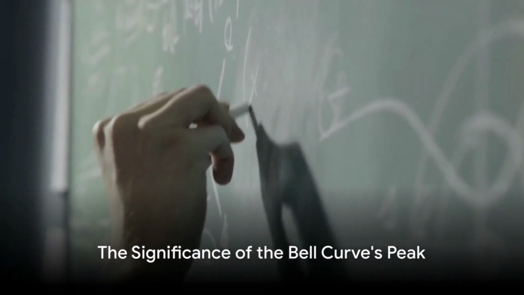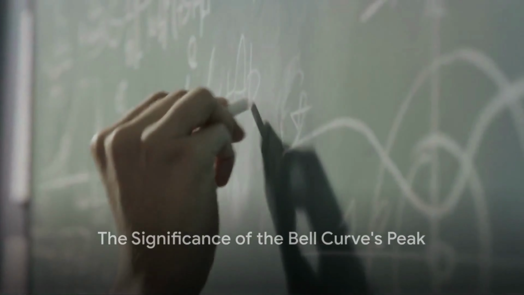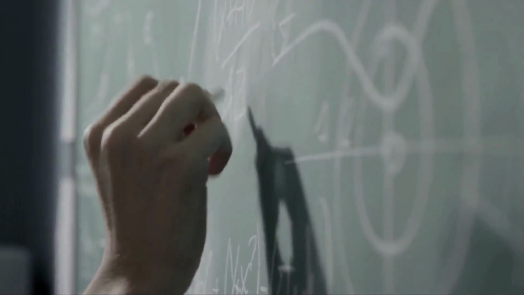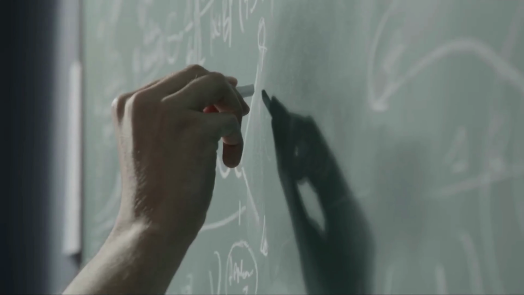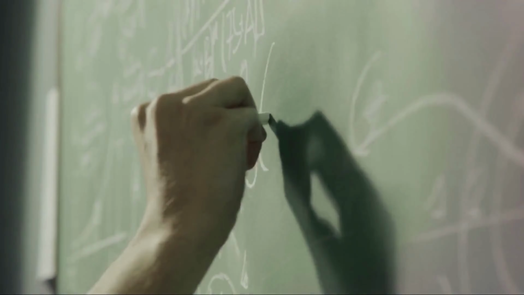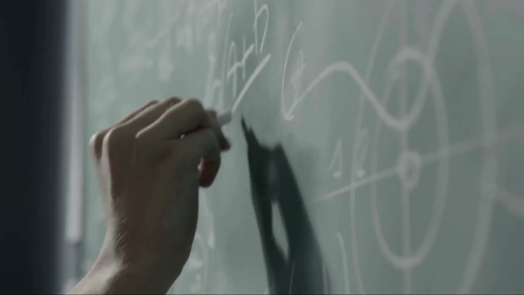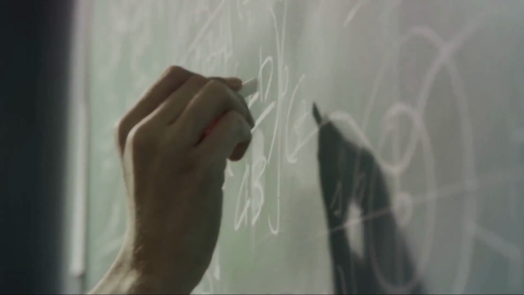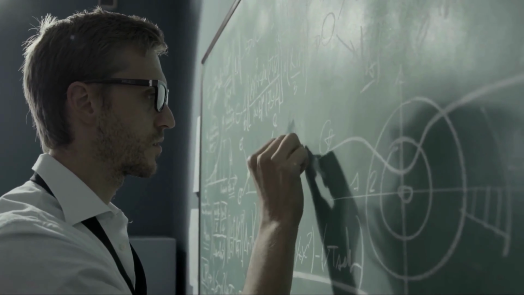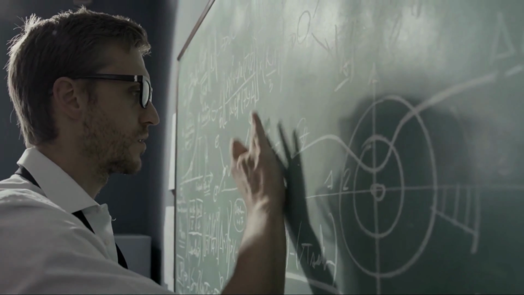Ever wonder why a bell curve's peak is so significant? This is a question that has intrigued mathematicians, statisticians, and data scientists for years. The bell curve, also known as the Gaussian distribution or normal distribution, has a unique shape due to the random variables it represents. This peak, the highest point of the curve, is the representation of the mean or average of these variables. But why is this peak significant?